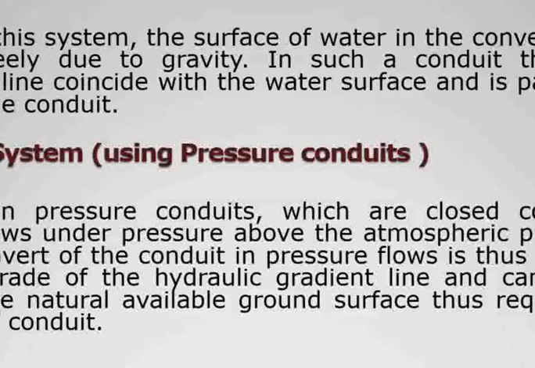So here the bed or the invert of the conduit in the pressure flow will be independent of the grade of the hydraulic gradient line, and therefore it follows the natural available ground surface, and thus it requires a lesser length of the conduit. So this is a pressure system.